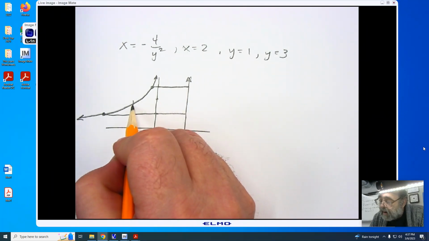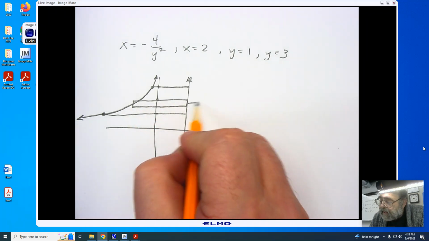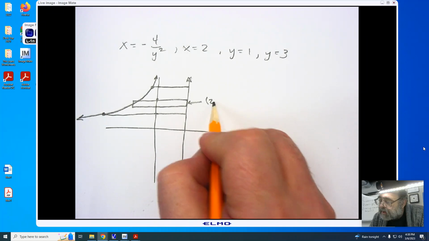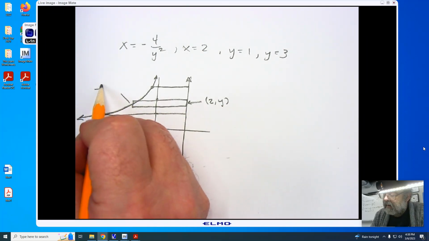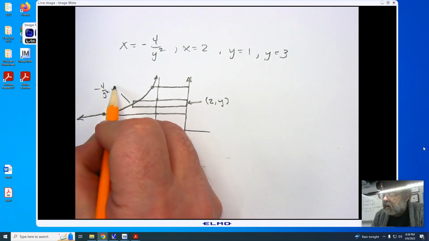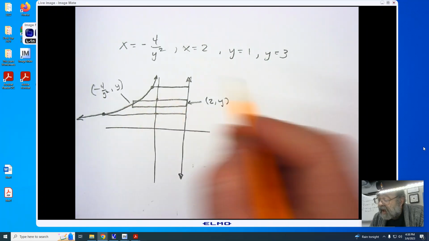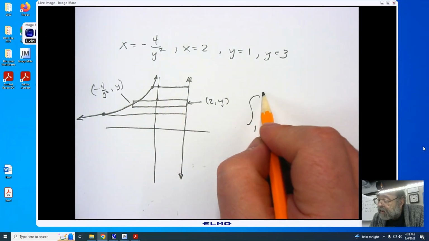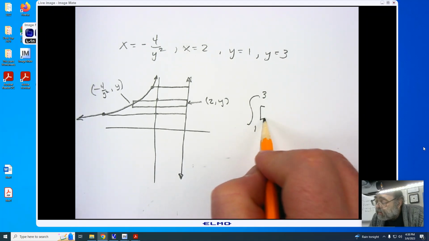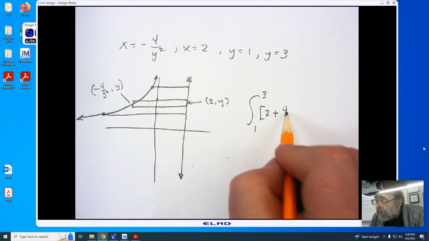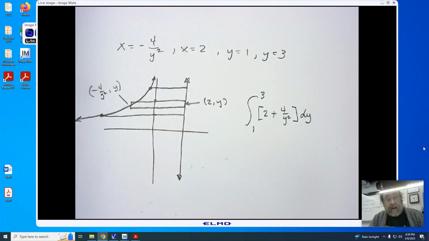I'm going to draw in my representative rectangle. It has 2 points. The first point is 2, y. Second point is this one over here, negative 4 over y squared, comma y. And I'm looking at the right minus the left. So this is the integration from 1 to 3 of my right value, 2, minus negative 4 over y squared, double negative gives me plus 4 over y squared, dy. And this is what I'm now going to integrate.